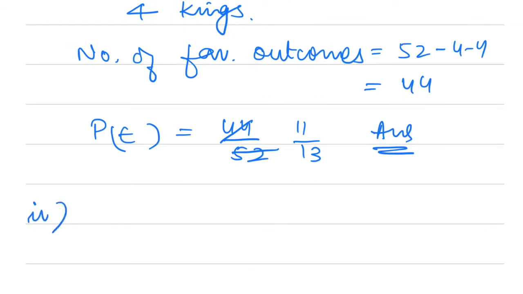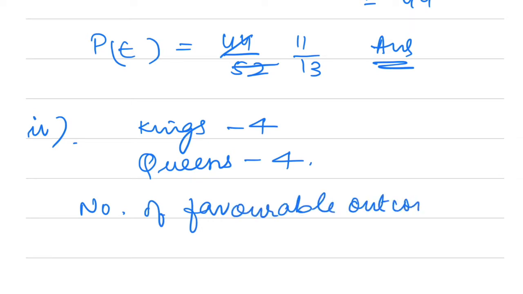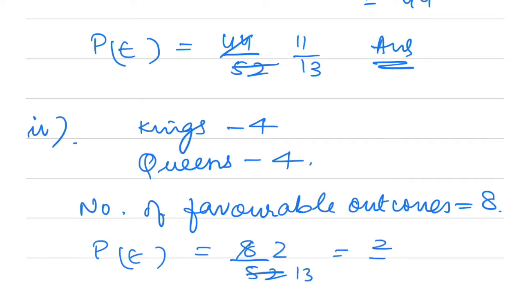Now fourth part, either a king or a queen. So there are 4 kings and there are 4 queens. So number of favorable outcomes are 4 plus 4, 8. So probability of this event is equal to 8 by 52. 2 times and 13 times. So 2 by 13 is the answer.